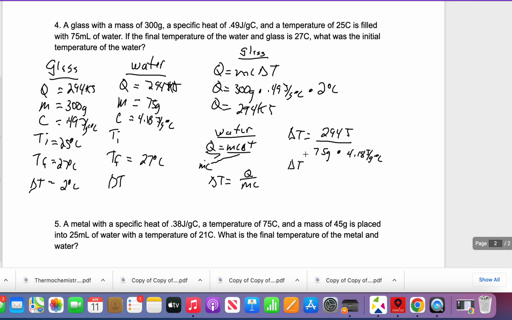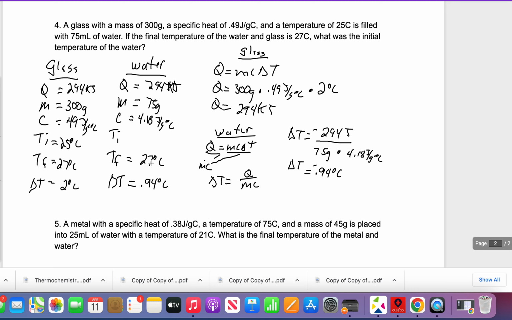I get that the temperature change of the water is about 0.94 degrees Celsius. Now, you could have put a negative in there, and then you would get a negative there. But a lot of people get messed up on the signs, so I'm just going to tell you to use your brain. So if the water temperature changes by 0.94 degrees Celsius, if the glass warmed up, the water had to have cooled down.